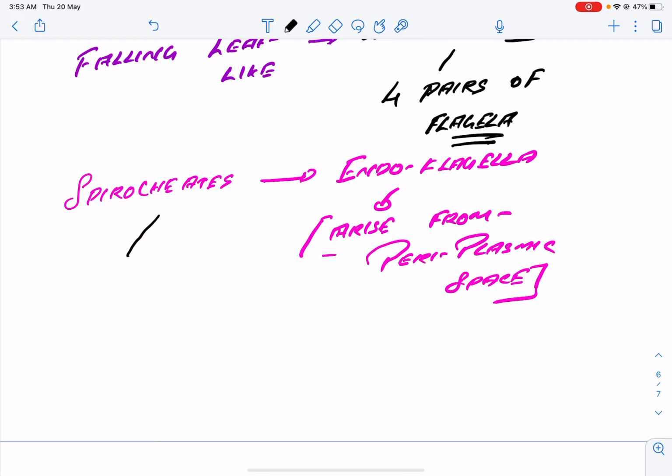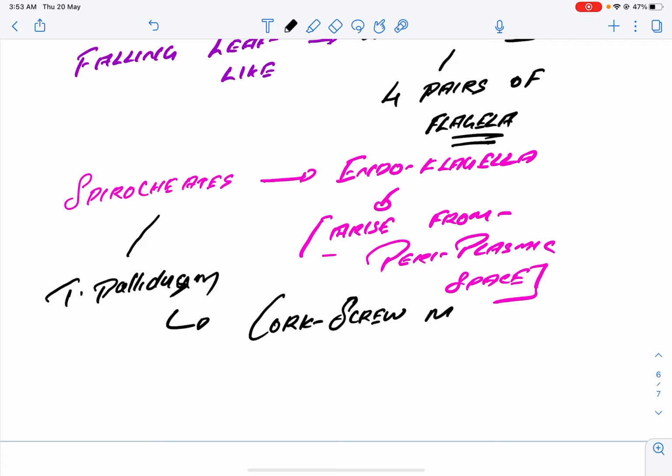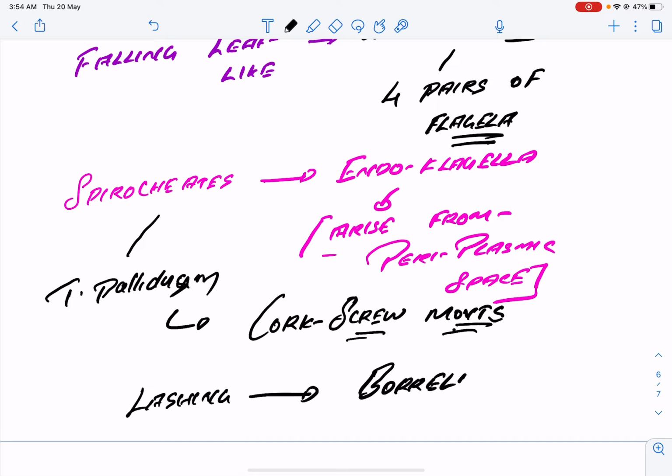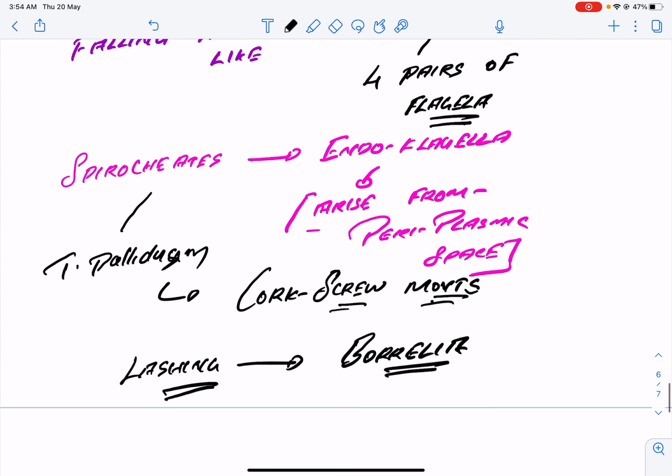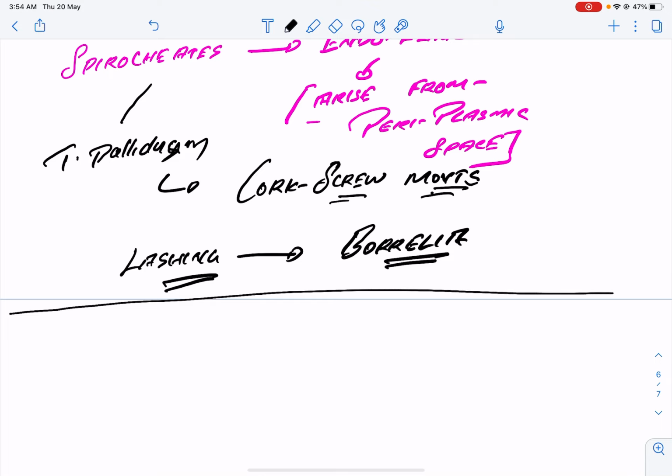Remember, one example is Treponema pallidum. They will show a movement called corkscrew movement. One more. There is a type of movement called lashing movement. Who will show that lashing movement? Borrelia. So Borrelia will be showing us which type of movement? Lashing movement. Hope all are okay till here.